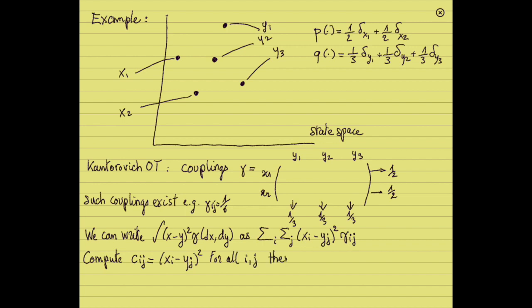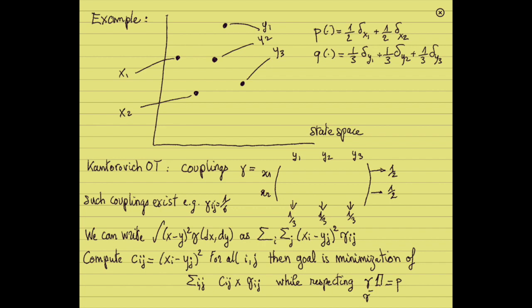And so having this matrix of the cost associated with the pair ij, the goal is to minimize the sum over all ij of C_ij times gamma_ij. Minimization is over gamma under the constraints. So we need to respect the sum of the rows being equal to the weights in the distribution P, and the sums of the columns being equal here to 1/3, 1/3, 1/3.